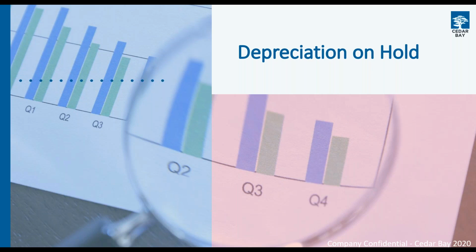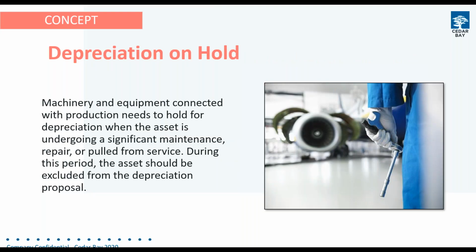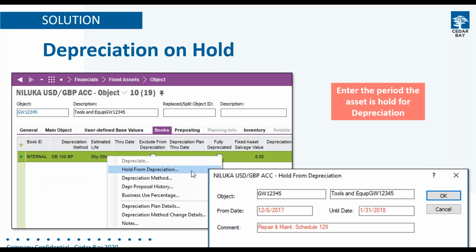Now, the second one I'm going to be talking about is putting depreciation on hold. I really like this function because of the level of flexibility that this provides. The idea behind this is that imagine if you had a machine that needed to be repaired or pulled from an operation. During that specific period, you might not want to depreciate on the asset. In this case, what you could do is go into the object that you want to put on hold. You can right mouse button on the book that has been assigned.